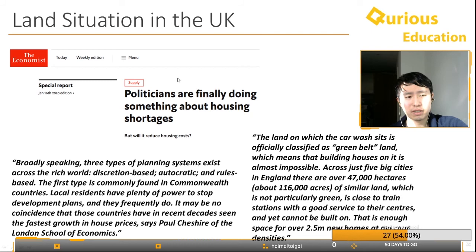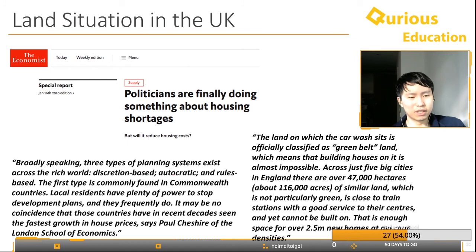So if we compare that situation with the UK, one of the reasons why the land is so inelastic is because of the land use policy. The land use policy determines what type of properties can be built on that land. For example, if the land use policy for that piece of land is commercial, then you can only build offices or restaurants on top of that land. Whereas if it's residential, then you can build homes on top of that land, right?